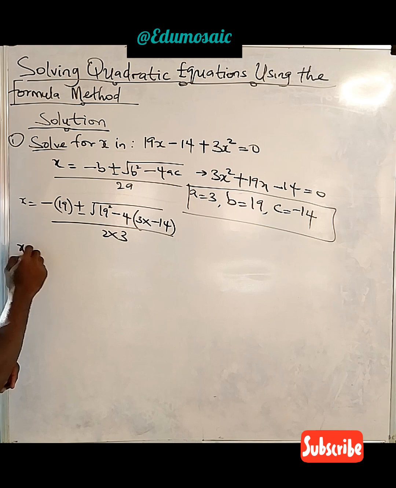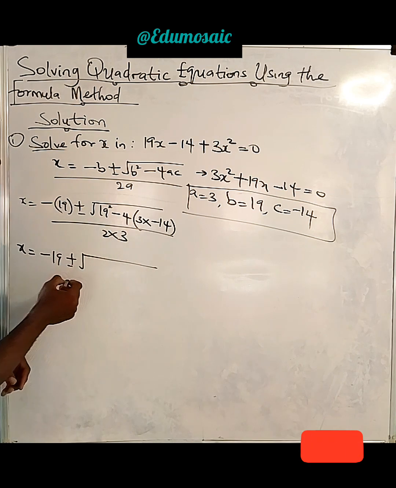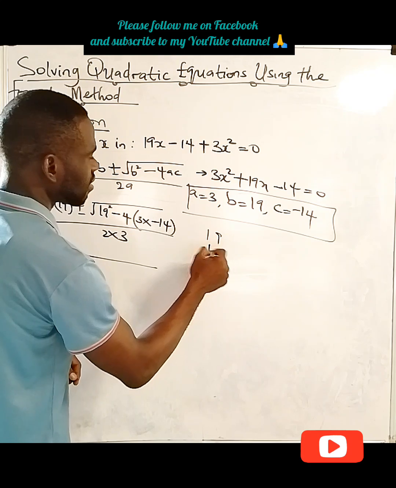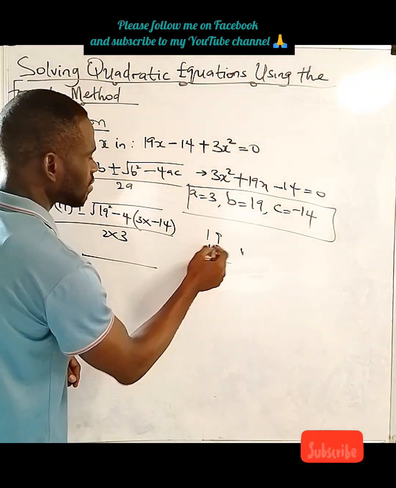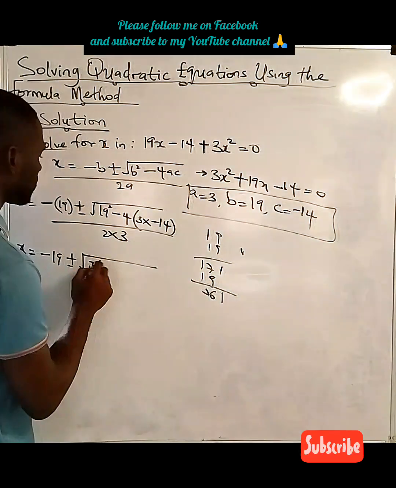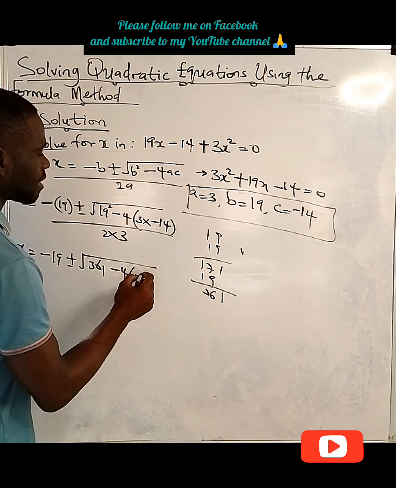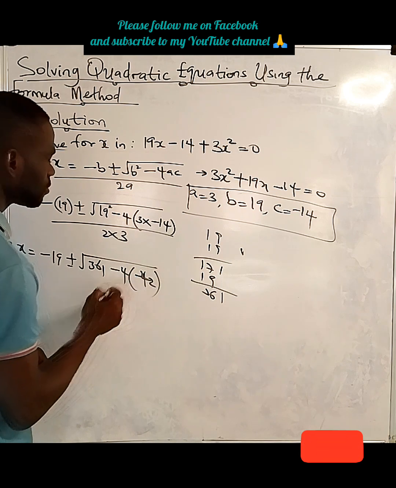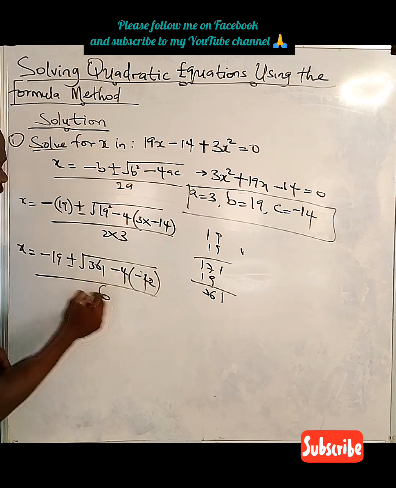So what do we have? x is minus 19 plus or minus the square root of 19 raised to the power 2. That'll give us 9 times 9, 81, 171, so here 9, here 1. That's 361. Then minus 4 out here, 3 times this will give us minus 42, minus 42, all over 2 times 3 is 6.